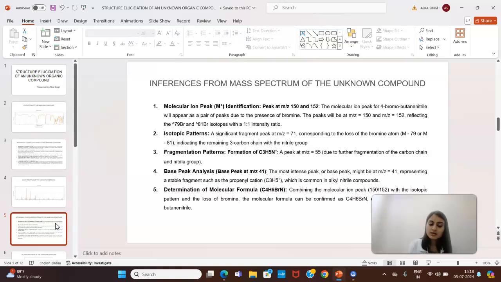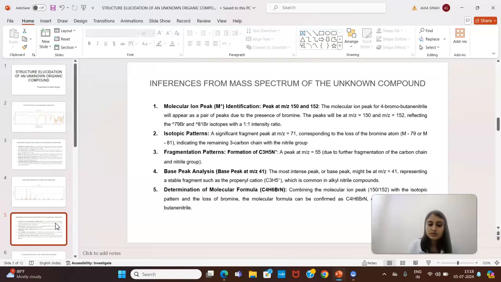And the fourth one is the base peak analysis, how we can analyze the base peak. That is the most intense peak, and the base peak might be 41, representing a stable fragment such as the propenyl cation, that is C3H5+, which is common in alkyl nitrile compounds.